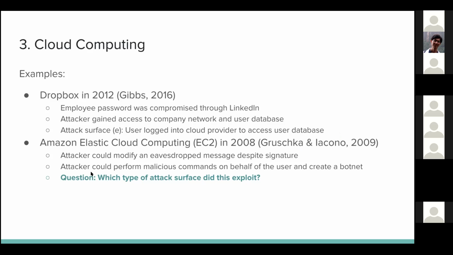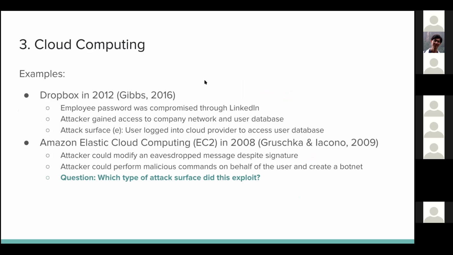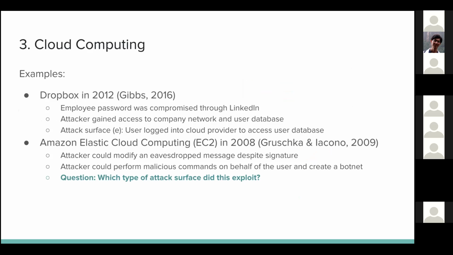I realized that I didn't make it very clear here, but the attacker performs commands on behalf of the user. These commands are to the actual server that the user rents from AWS. Oh, okay. Okay, keep it going on.